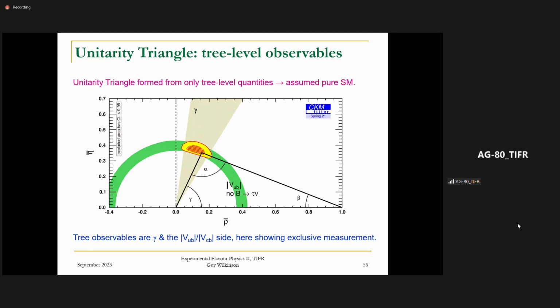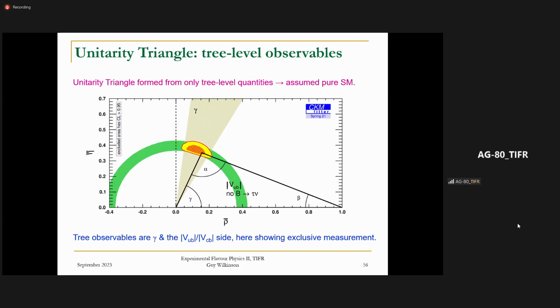One other interesting manner of looking at this is that you can look at this triangle using measurements which are sensitive just to tree decays. So this gamma measurement I've just shown you involves no box diagram. That's interesting because tree level processes should be driven almost entirely by the standard model. Also, measurements of this annulus, though experimentally difficult to make, are tree level processes. So the way these overlap, though not very precise at the moment on its own, is telling you this is how the triangle looks in the standard model.